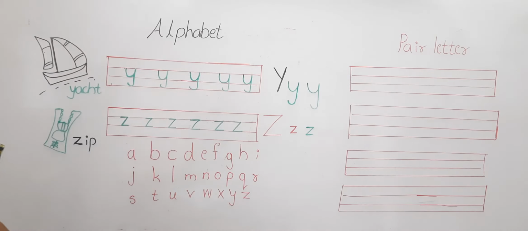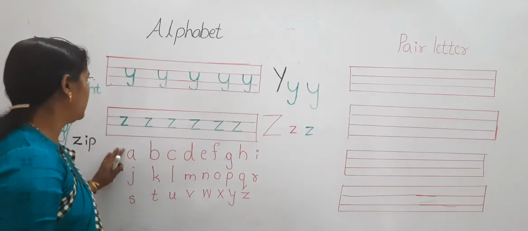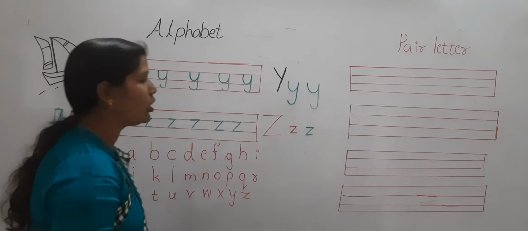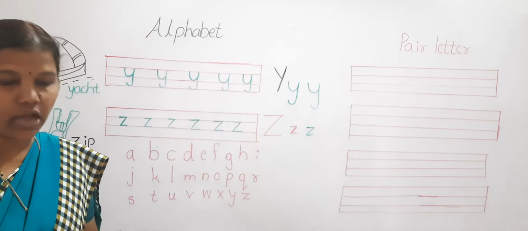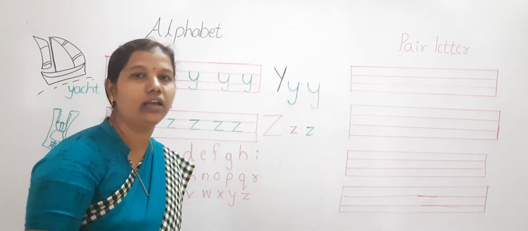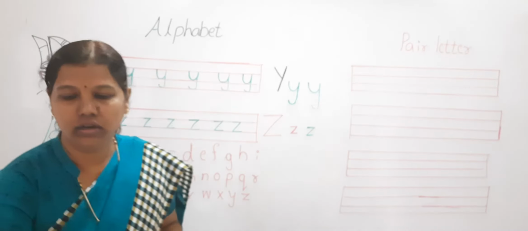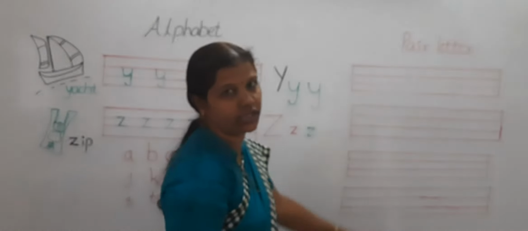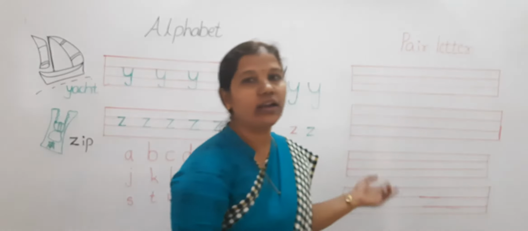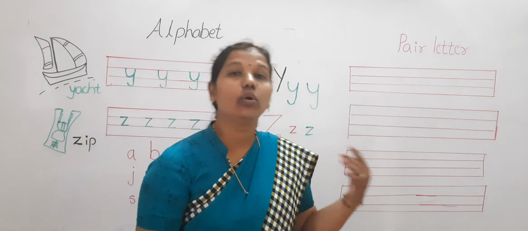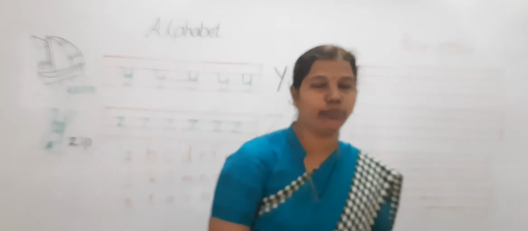Okay, children? Now A to Z small letter alphabet, I will tell you to remember. Then now we will learn small letter and capital letter together. Okay? Small letter and capital letter together, let us write from A to Z.